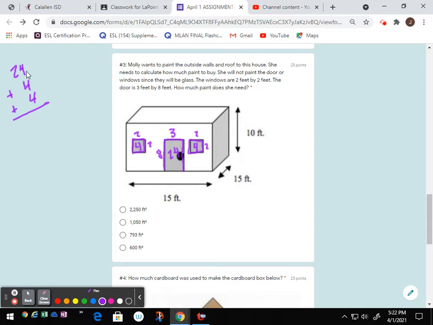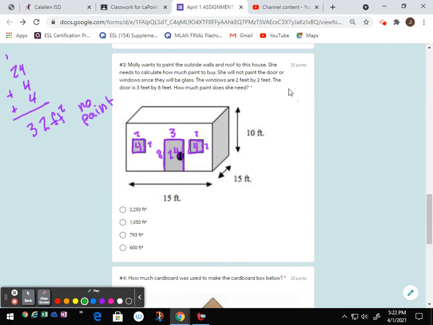So we have 32 feet squared that we are not painting. This is no paint. Whenever we find the total surface area of this rectangular prism, we need to make sure we subtract 32 from it. All right?